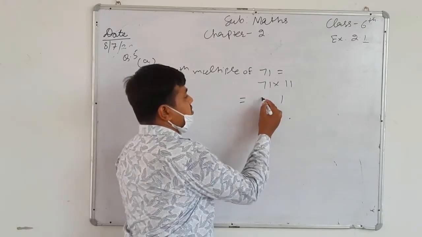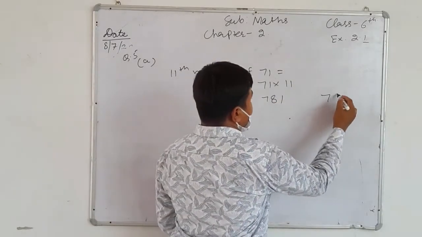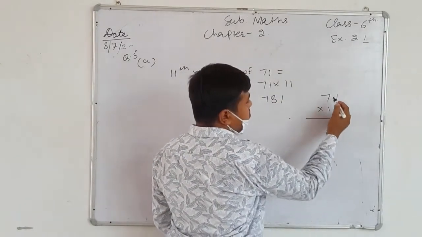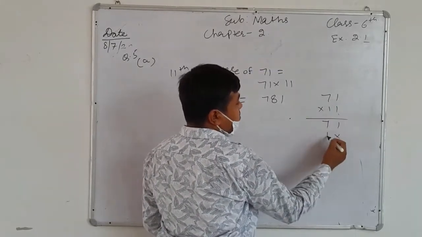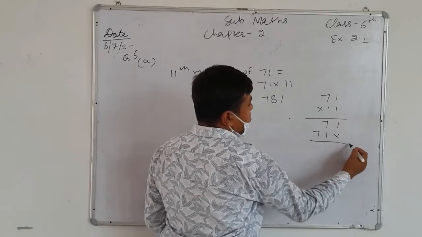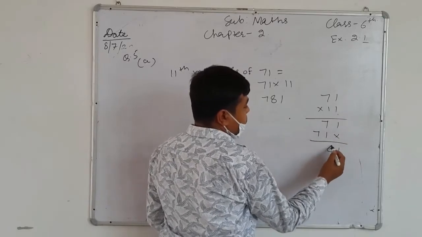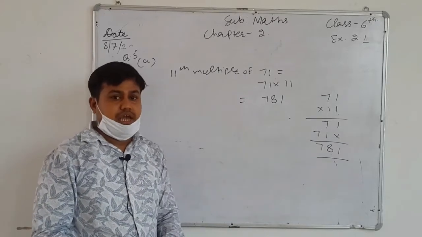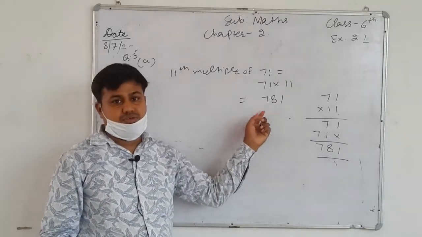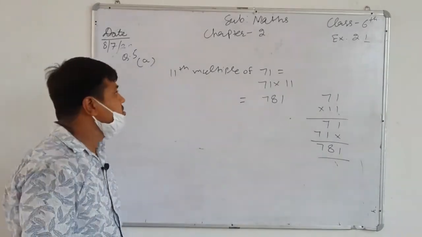78. We can do this by this method also: 1 1 ja 1, 1 7 ja 7, 1 1 ja 1, 1 7 ja 7, 1 7 plus 1 is 8, 7 7. But this is easy and time saving. So you have to do it this way.